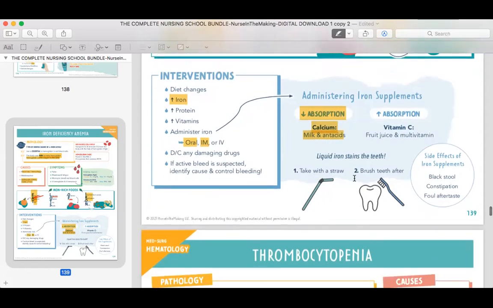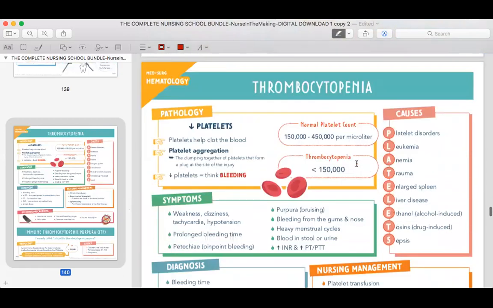Please use a straw and brush your teeth. These are normal. These ones are used to black stool and constipation. Take it with a straw and brush your teeth. Please.